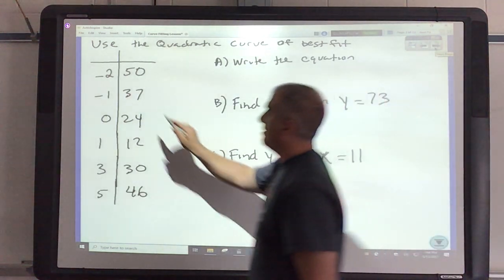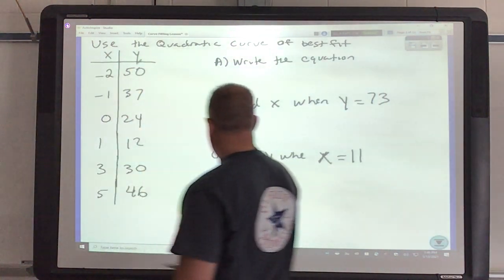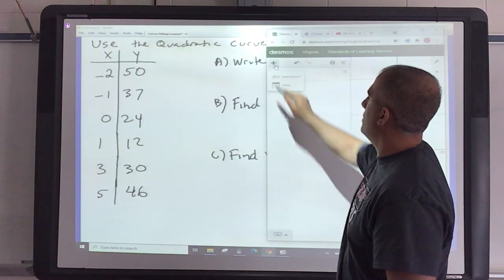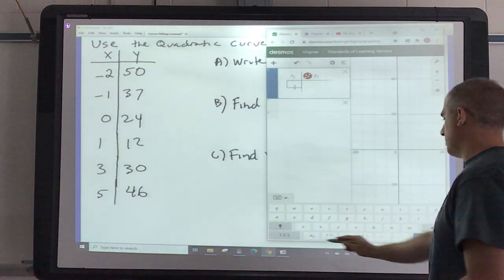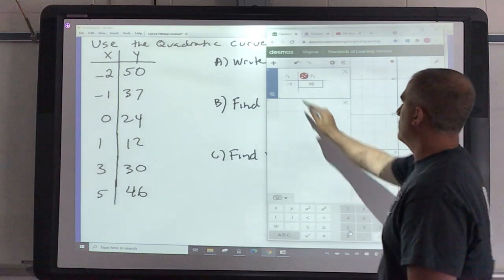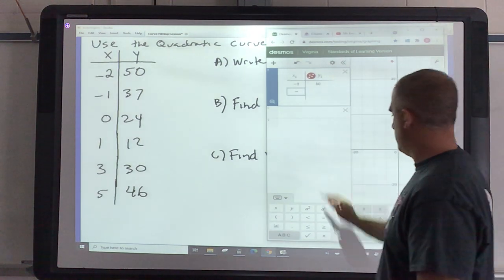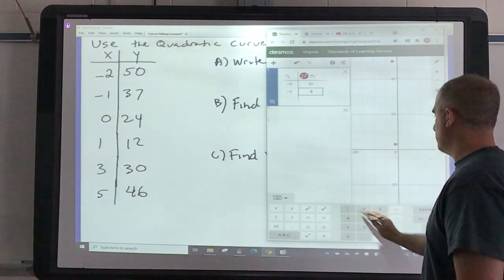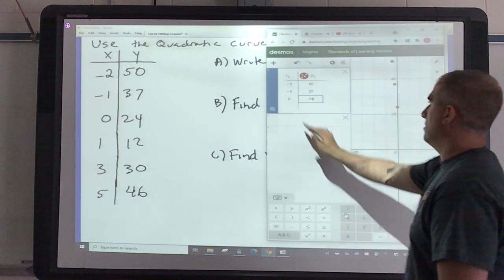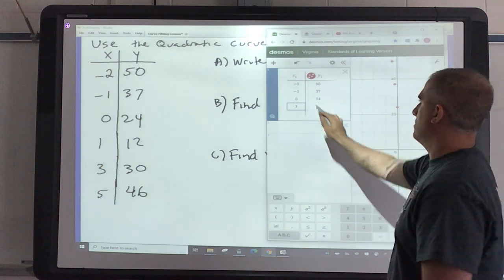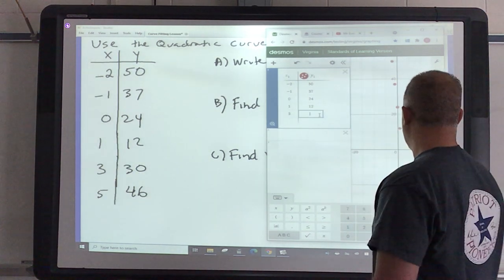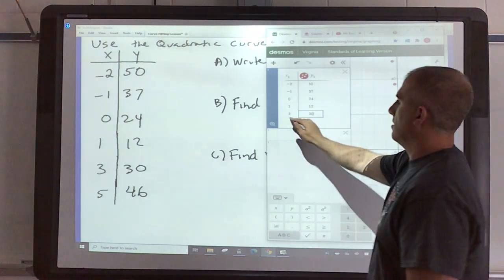Here's my data, here's my x, here's my y. Let's do another one. We've got to come up with the equation first. So table: negative 2, 50; negative 1, 37; 0, 24; 1 and 12; 3 and 30; 5 and 46.